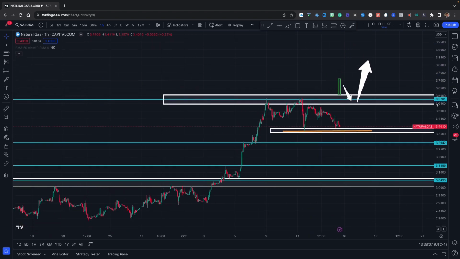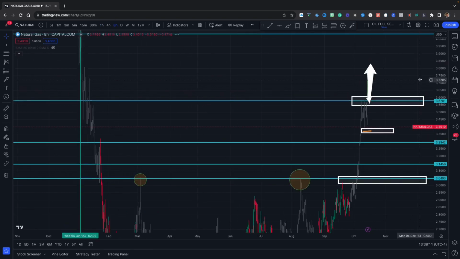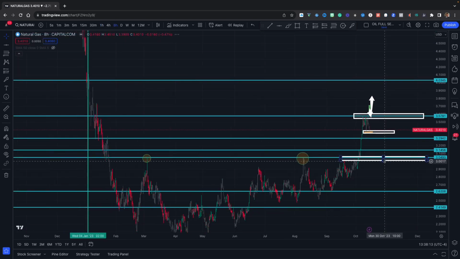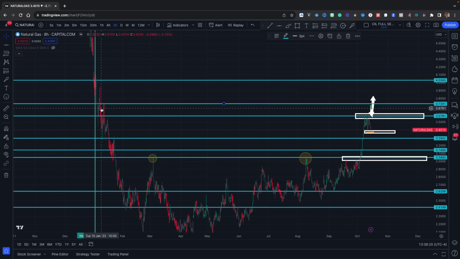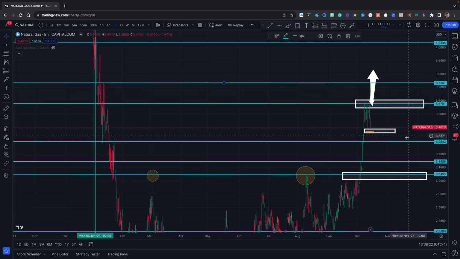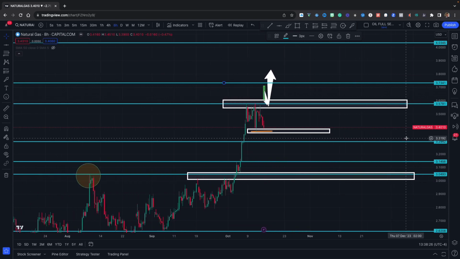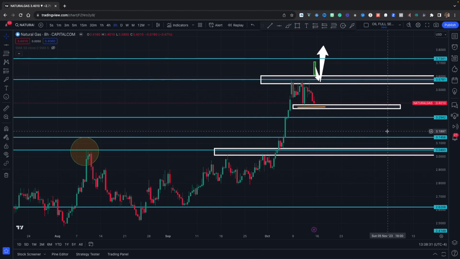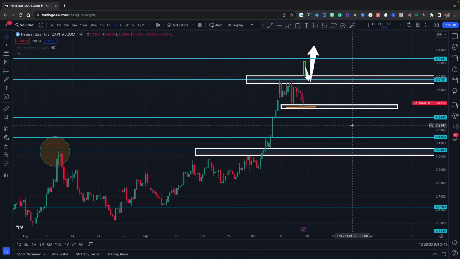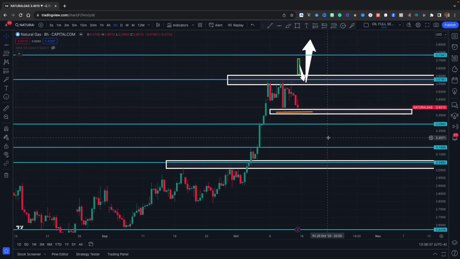We can't see that level so much from the 1-hour, but when we go to the 8-hour chart, we can begin to look at these levels here, and I would mark up this level right here because this is where we had a previous rejection. So these are the levels that we are looking at as we identify areas to enter natural gas.